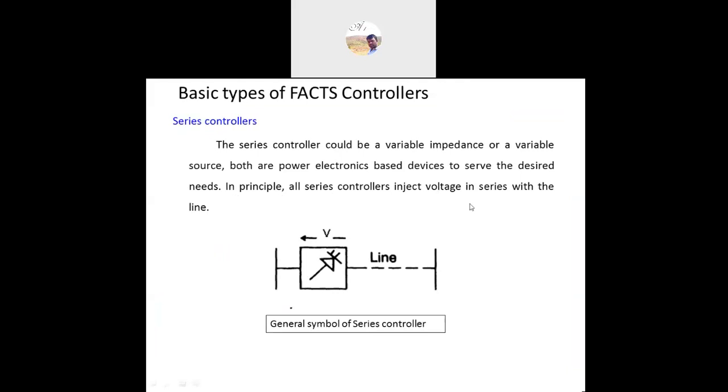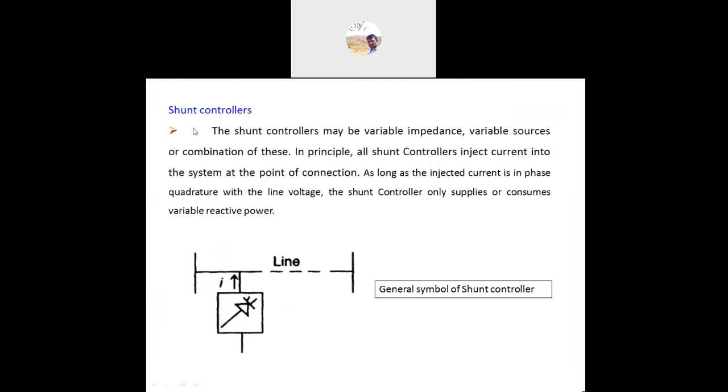Here, the series controller. What does it do? It is nothing but a power electronic device which will inject the voltage. All such devices are connected in series with the transmission line and inject the voltage. So remember: series, voltage; parallel, current. In series we inject the voltage, and in parallel we inject the current. We have to remember this.